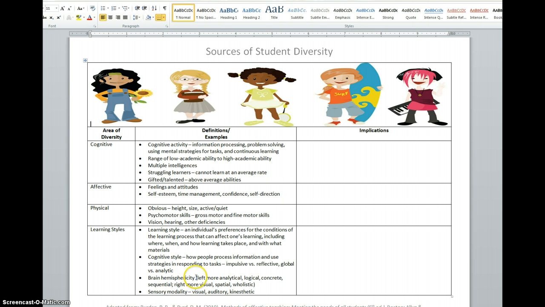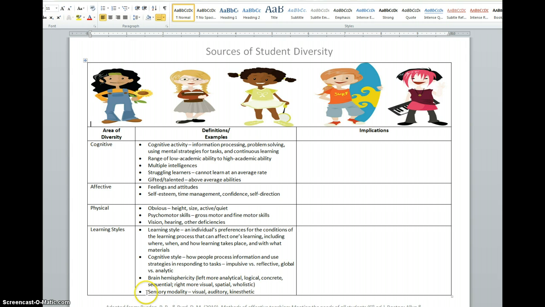You've heard of left-brained people and right-brained people. Left-brained students are going to be more analytical, logical, concrete, and sequential. And right brain are more visual, spatial. To me, these are the creative people. This is not me. I've always been envious of right-brained people because I'm so left-brained.